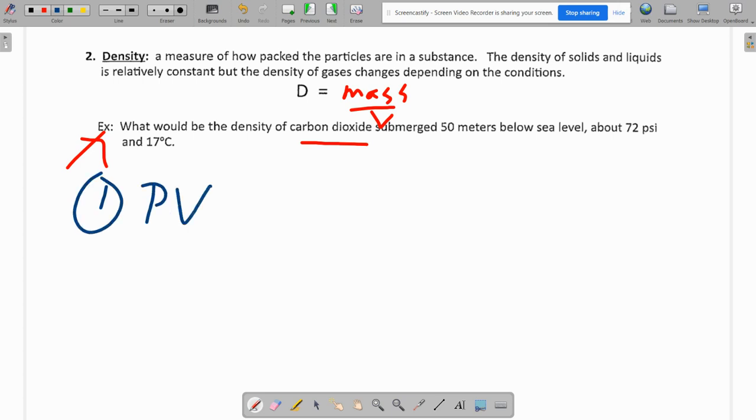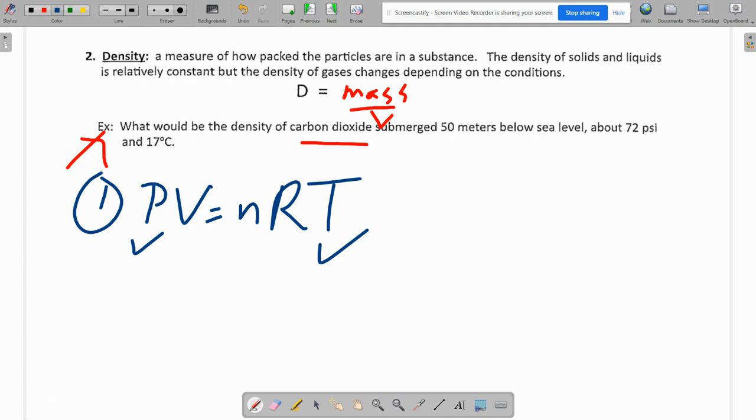So we'll start with Pivnert and we'll say to ourselves, well, let's see, I have a pressure, 72 psi. I have a temperature, 17 degrees. What else do I have? And wow, all I know is that the substance is carbon dioxide. Okay, well, here's the thing about some of these problems: sometimes you have to make some assumptions so that you can come up with some other variables.